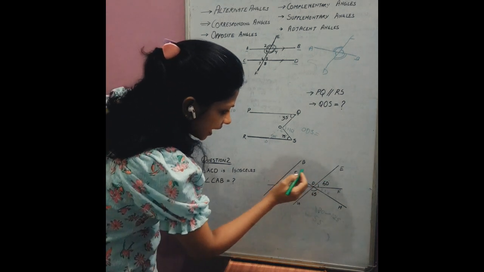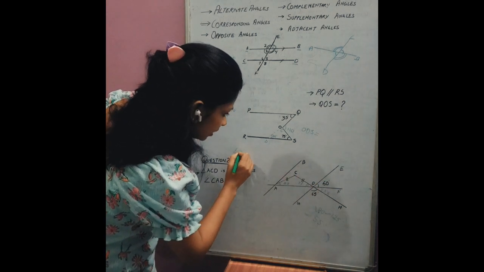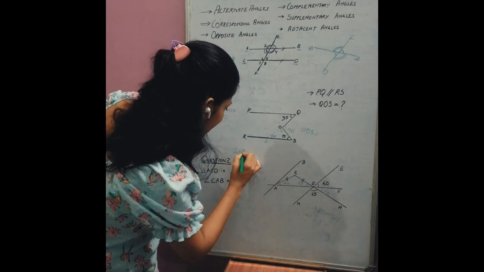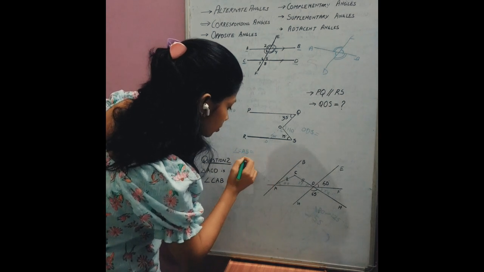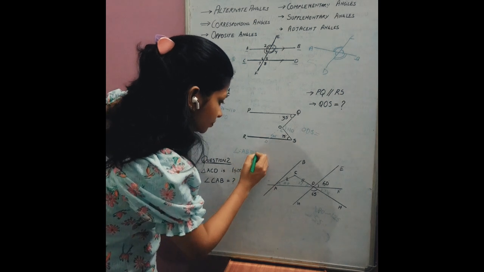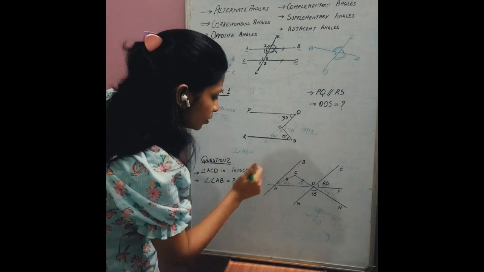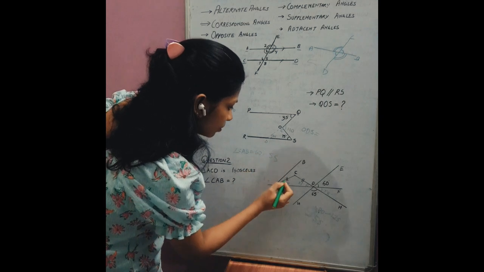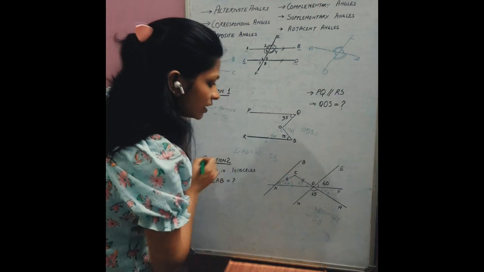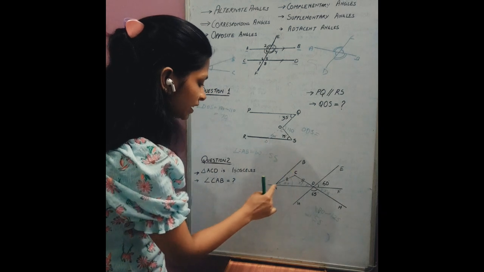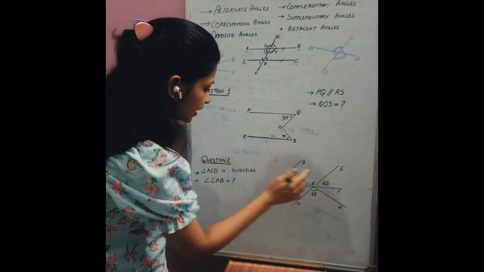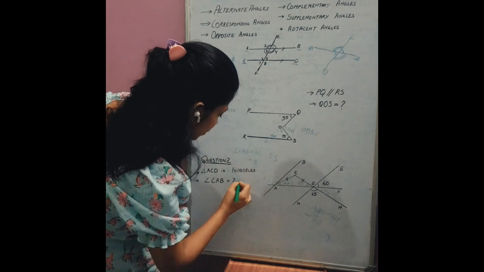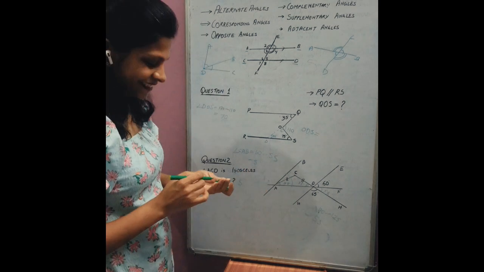So angle CAB would be 60 minus 55 because this whole angle is 60 degrees. Angle BAD is equal to angle EDF because these are corresponding angles. Hence, the answer is 5 degrees. So, angle CAB would be 5 degrees.